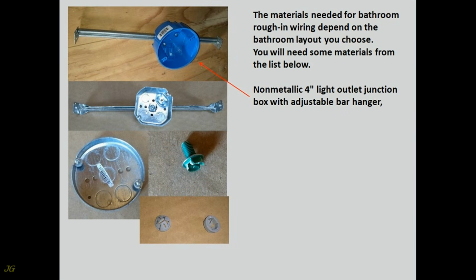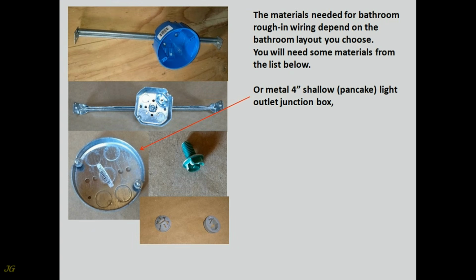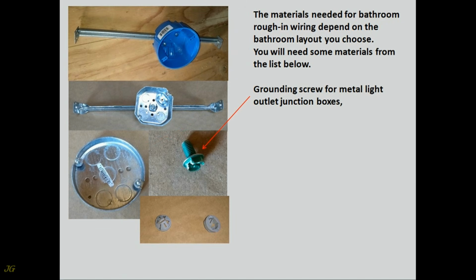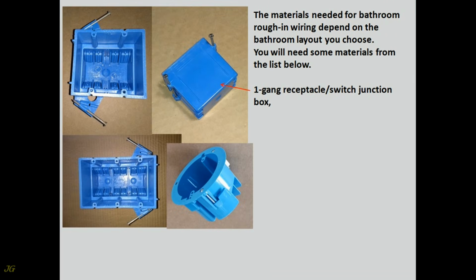Non-metallic 4 inch light outlet junction box with adjustable bar hanger, or metal 4 inch octagonal light outlet junction box with adjustable bar hanger, or metal 4 inch shallow, pancake, light outlet junction box. Grounding screw for metal light outlet junction boxes. Push-in cable connectors or similar. 1 gang receptacle switch junction box. 2 gang switch junction box. 3 gang switch junction box.